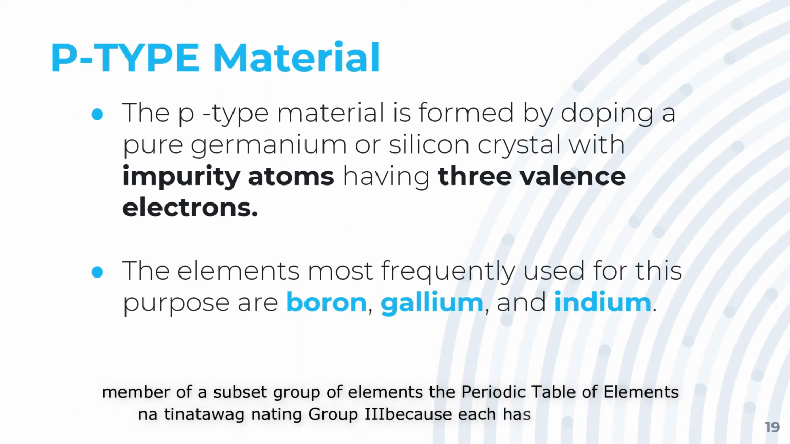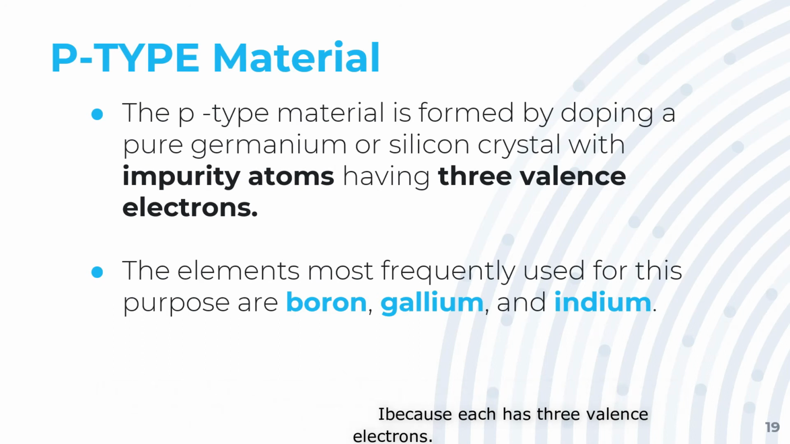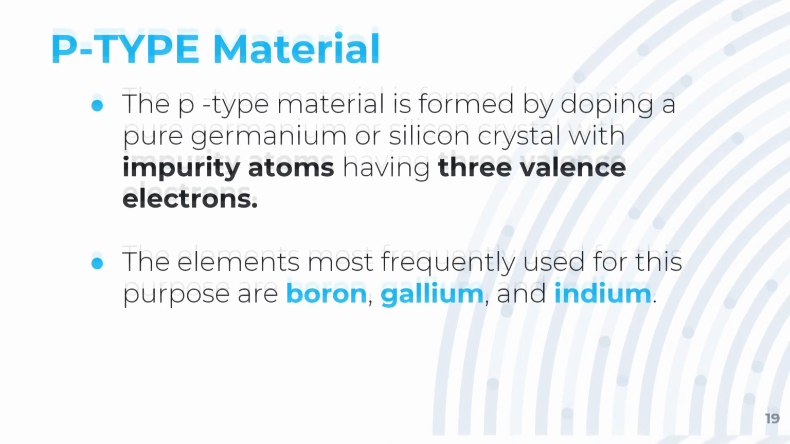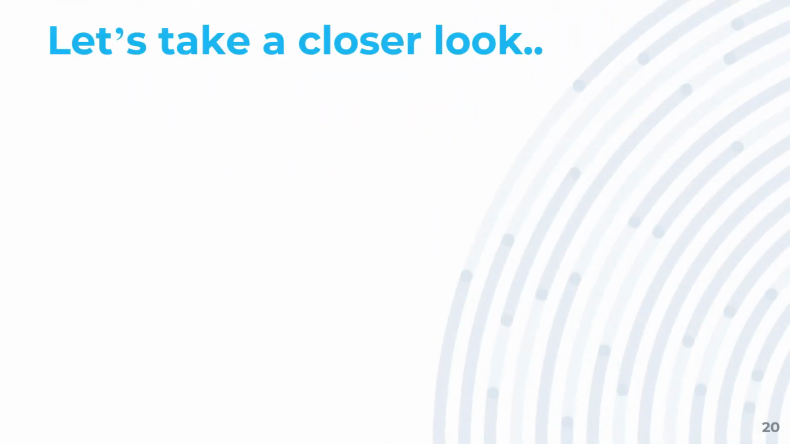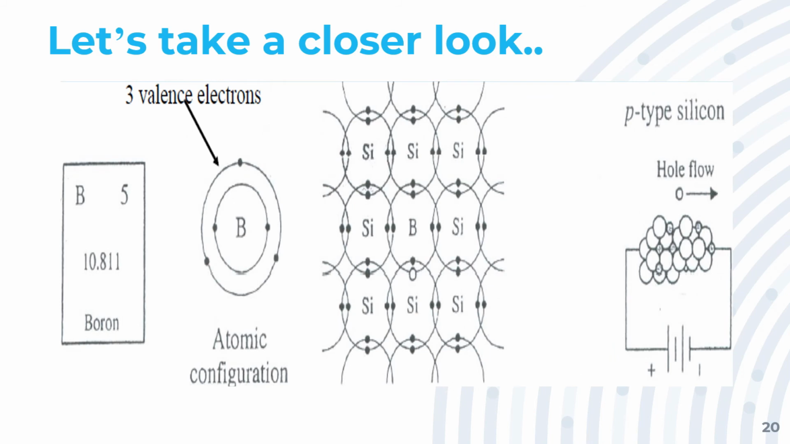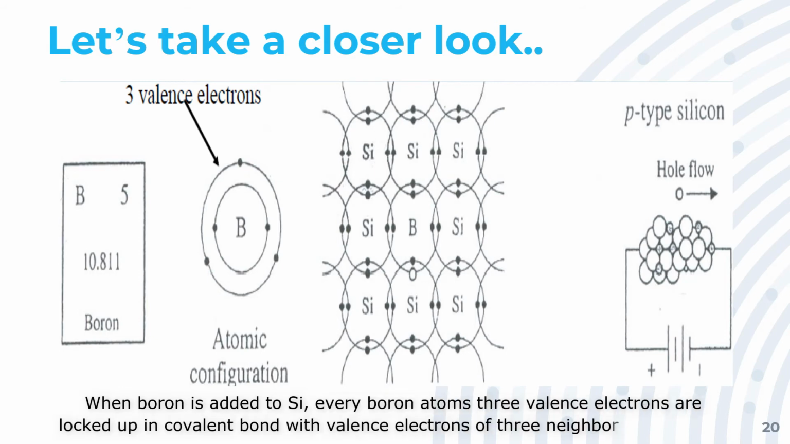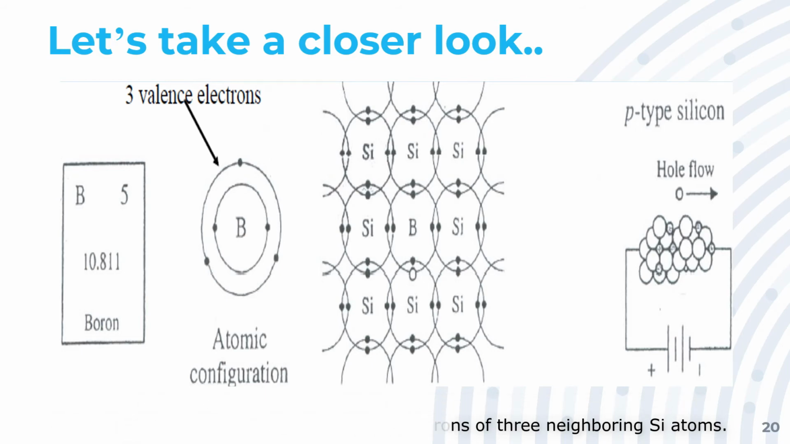Ito ay member ng isang subset group of elements sa periodic table of elements na tinatawag nating group 3 because each has 3 valence electrons. When we take a look at the picture sa slide, makikita natin yung 3 valence electrons ng boron or yung 3 electrons sa kanyang outer shell sa atomic configuration. Thus, when boron is added to silicon, every boron atom's 3 valence electrons are locked up in covalent bond with valence electrons of 3 neighboring silicon atoms.